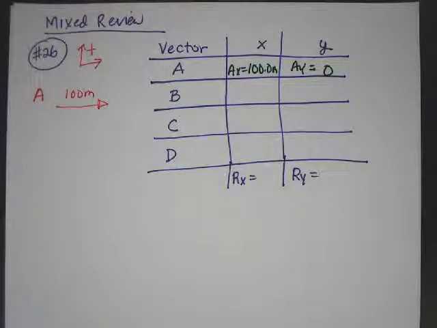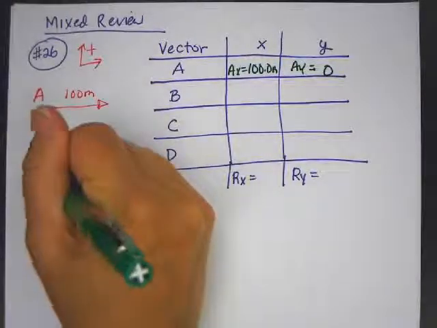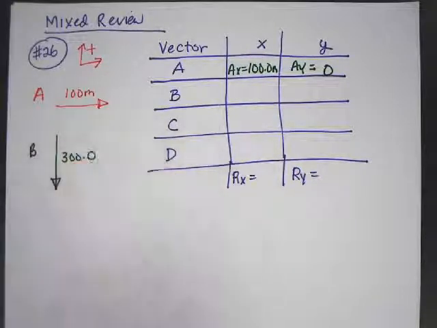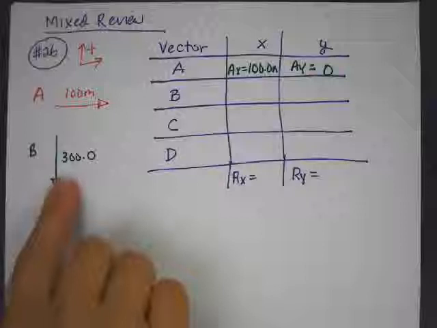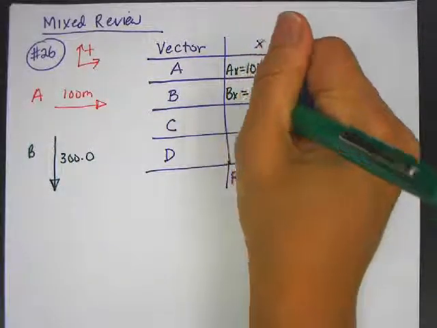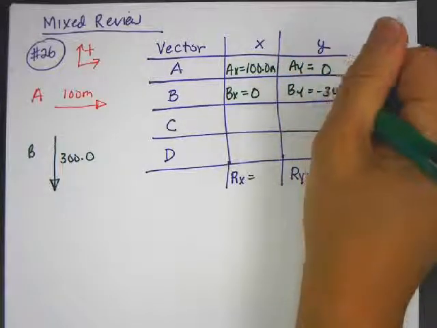Now I'm going to do vector B. So vector B, if you look at it, goes like this. And I'm not doing it to scale. This is 300, and it goes down. So this has no horizontal component. So BX is equal to 0, and BY is equal to negative 300 meters.